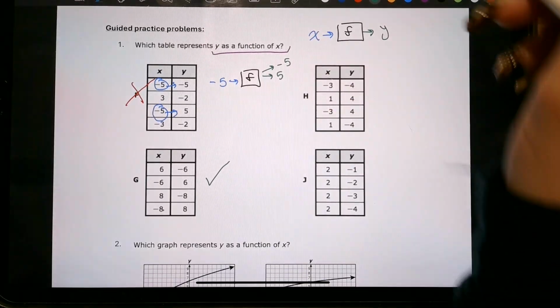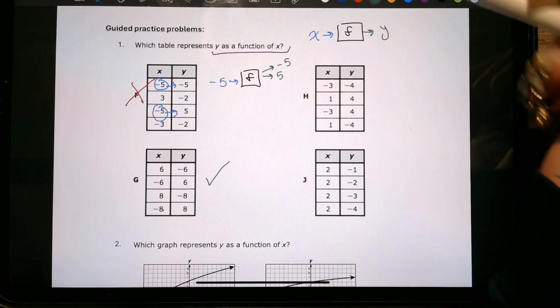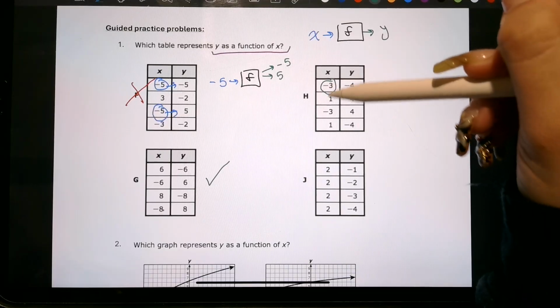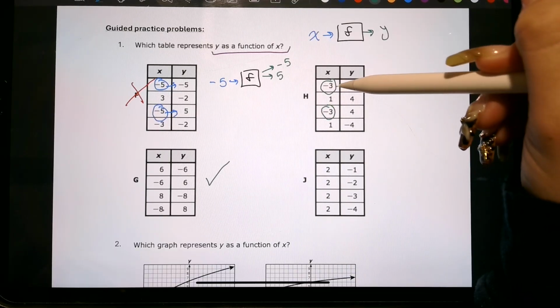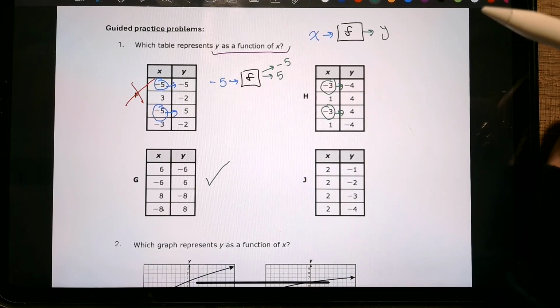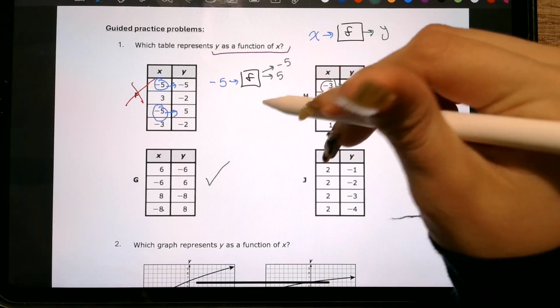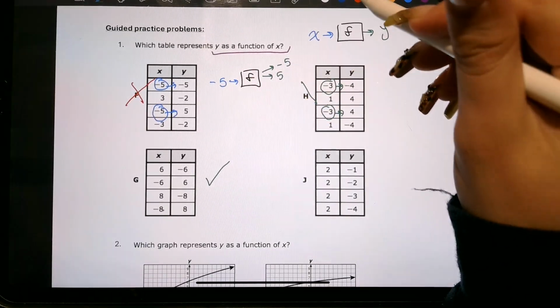So let's look at this one just to make sure that we didn't make any mistakes. Does -3 repeat? Yes, it does. -4 and 4 are not the same, which means it would look something like that. So it is not a function.